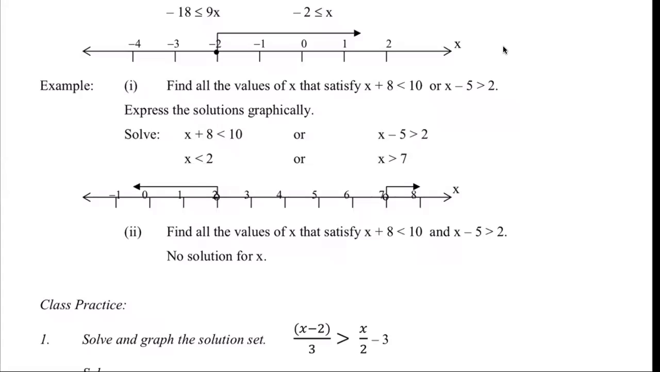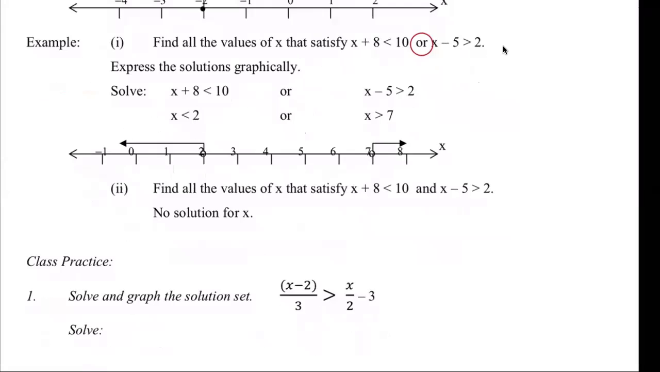Okay, now let's look at example 2, this one. Find all the values of x that satisfy x plus 8 is smaller than 10, or x minus 2 is greater than 2. Express the solutions graphically. So we have two inequalities to solve here, right?